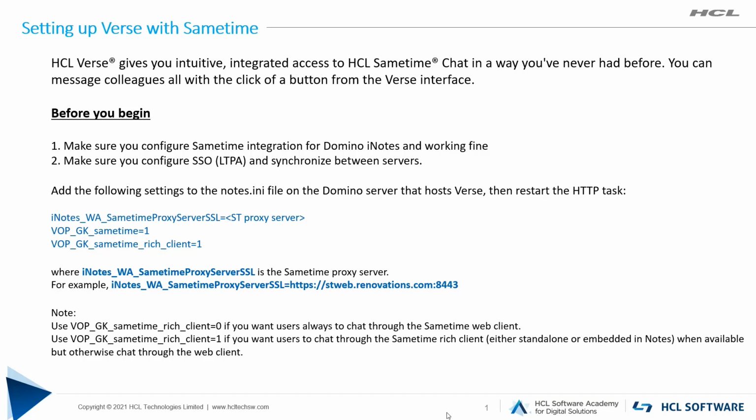The value is 0 if you want the user to always chat through the SameTime web client. Use value 1 if you want the user to chat through the SameTime reach client when available, otherwise chat through the web client. If you enable reach client integration, the user may get a security prompt to trust the SSL certificate if it is not an official one.